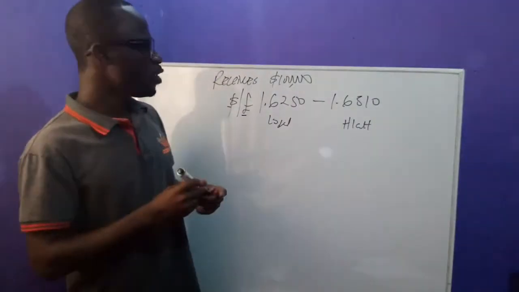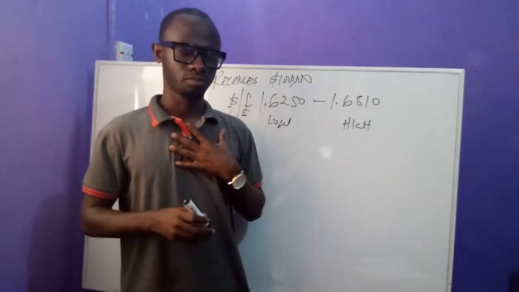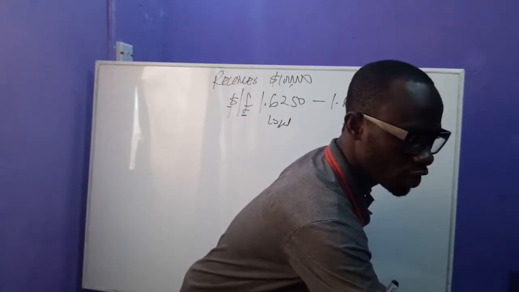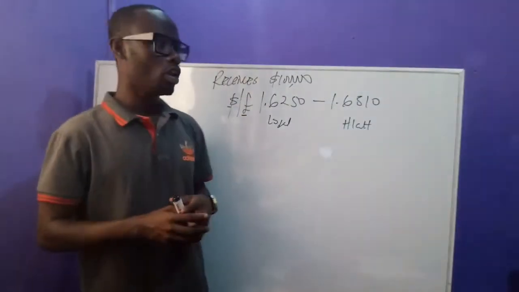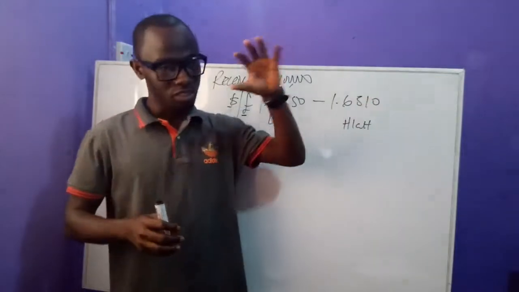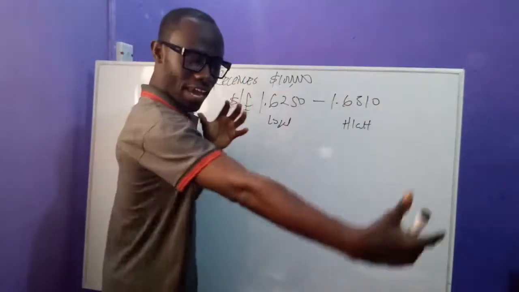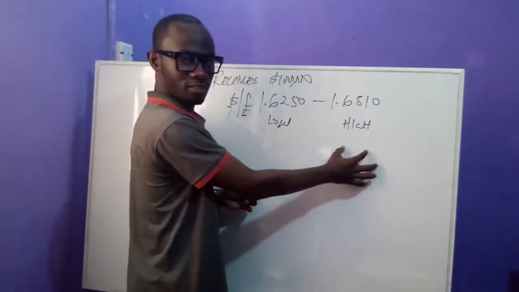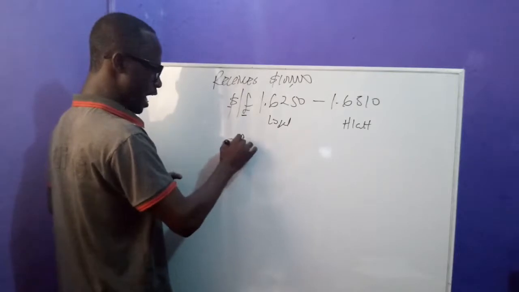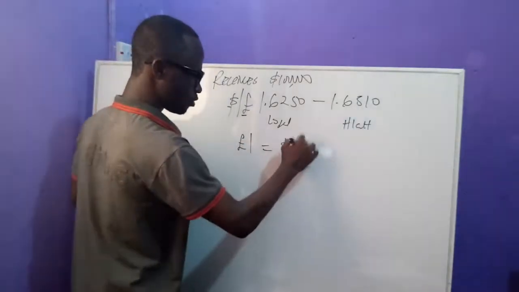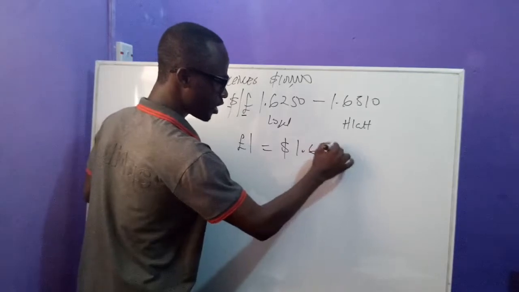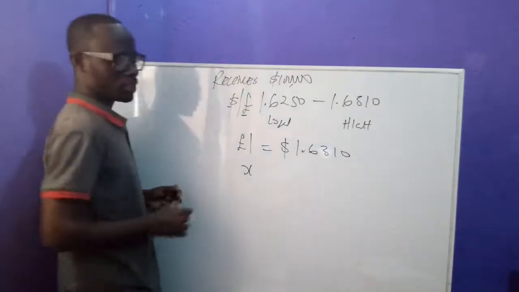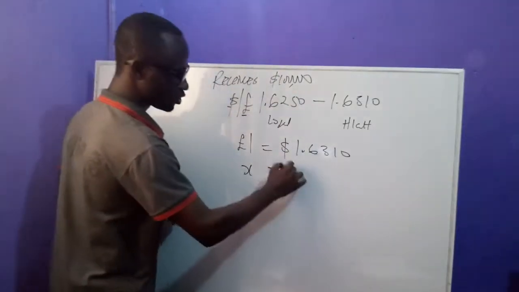So if you look at this, we will be receiving $100,000. If we receive $100,000, what is going to happen to it? We will sell it to the bank, and the bank will buy from us. And when they are buying, they always buy at what? The high rate. So we say that a pound is $1.6310. So if a pound is $1.6310, how many pounds will $100,000 be?